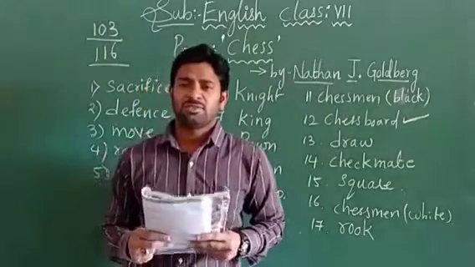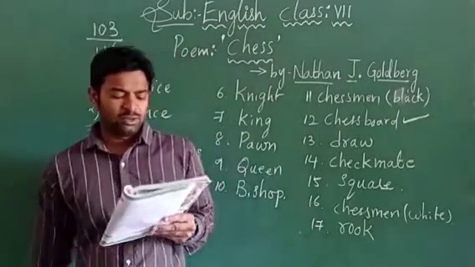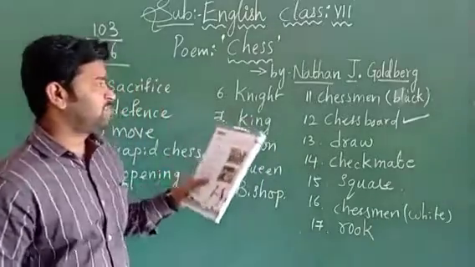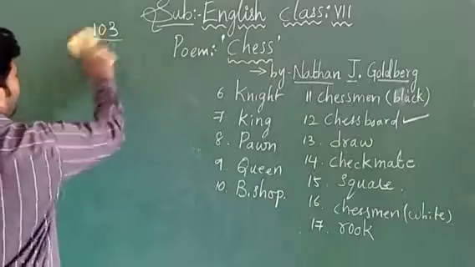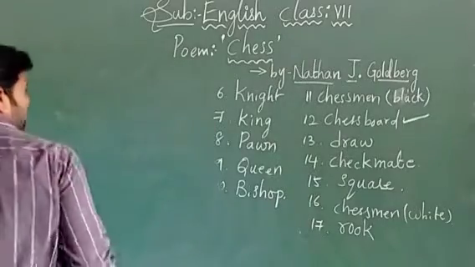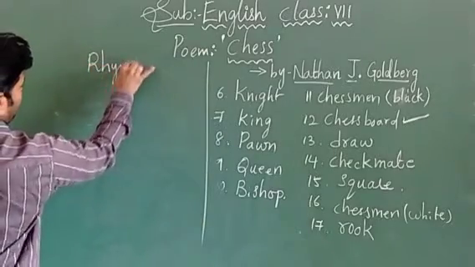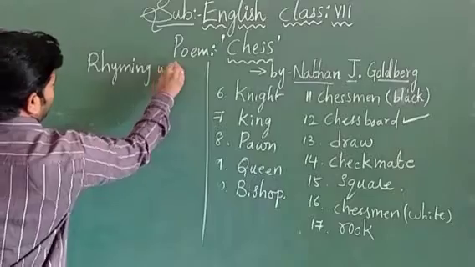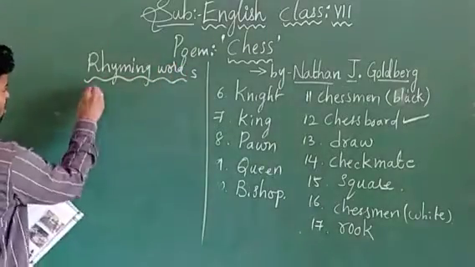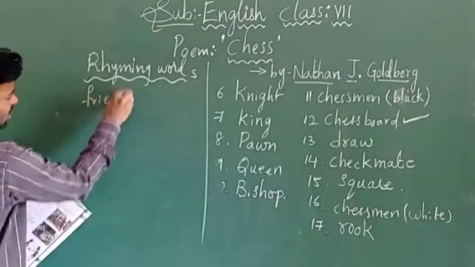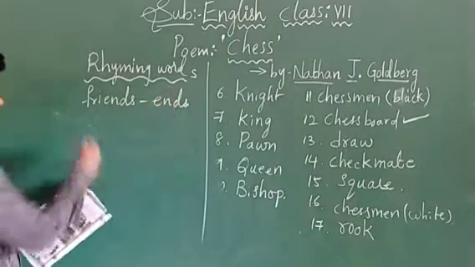So we have come across many rhyming words. What are those? Here we don't have sufficient space, children. Here let us start writing some rhyming words from this side. Rhyming words. Okay, children. So whatever words we get from this poem, we are going to start writing from here. Friends, F-R-I-E-N-D-S. Friends. Ends. Okay, these are the rhyming words.